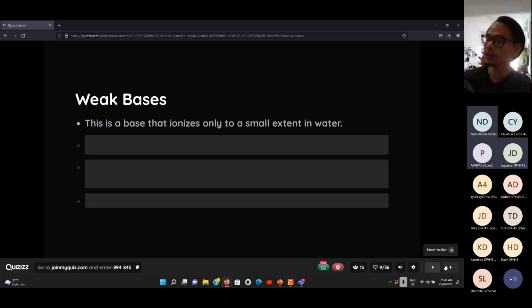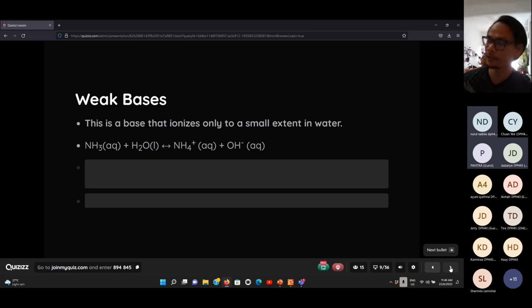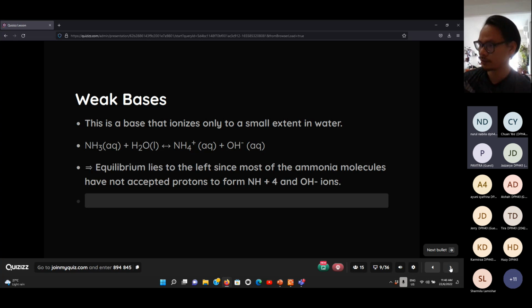So kalau weak base pula dia adalah sama macam the definition of weak acid, it only ionizes a small extent only, partially. So if you write this chemical equation, kalau saya tulis, I give you a problem dalam test nanti, saya tulis this chemical equation, it goes both ways, front and back. That means the base ataupun the acid dalam tu adalah weak. So in this case, siapa kat sini? Ammonia adalah a weak base.